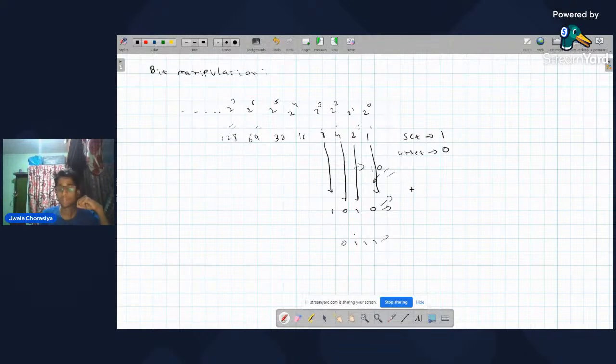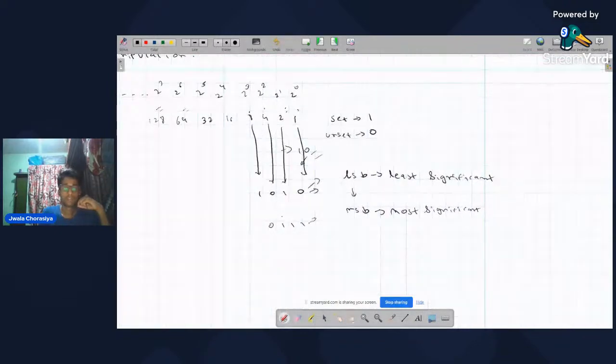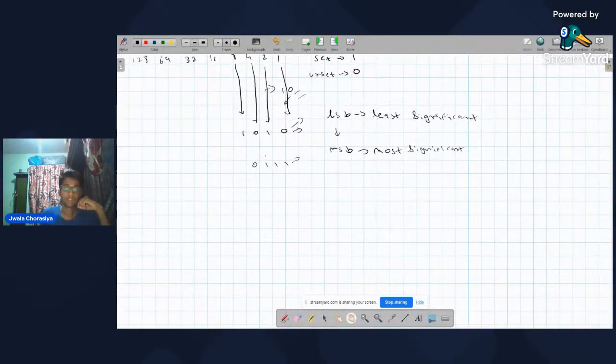What are LSB and MSB? LSB is known as the least significant digit, and MSB is known as the most significant digit. So these are the basic things of that.